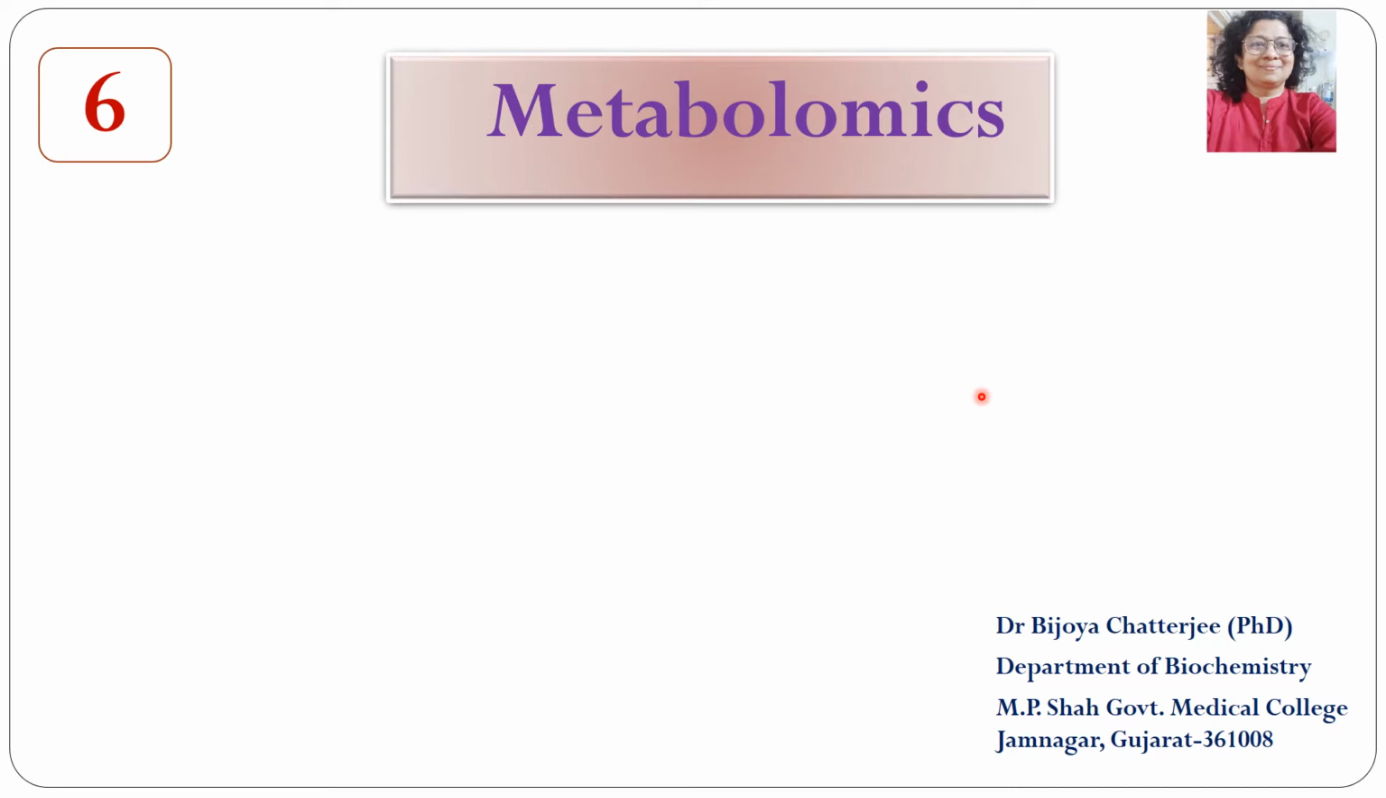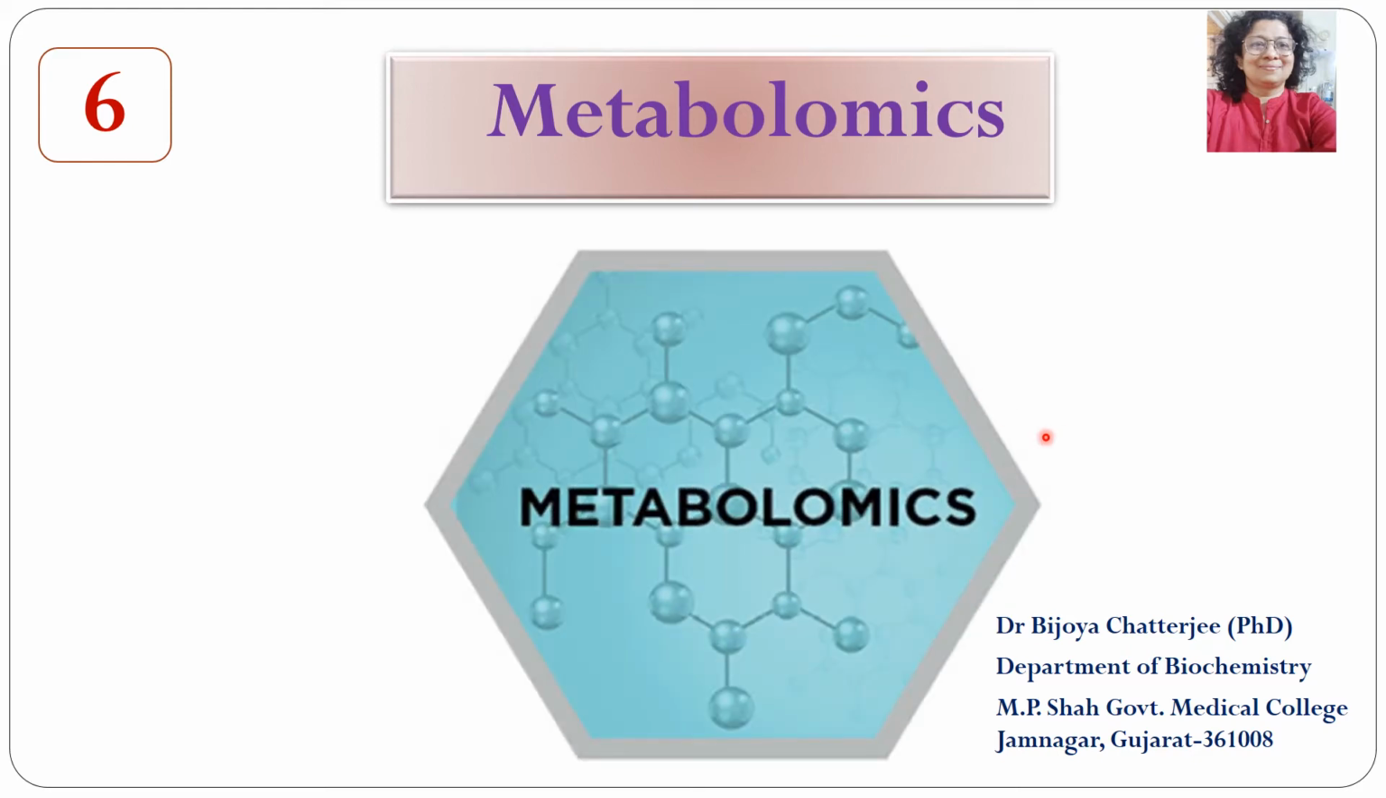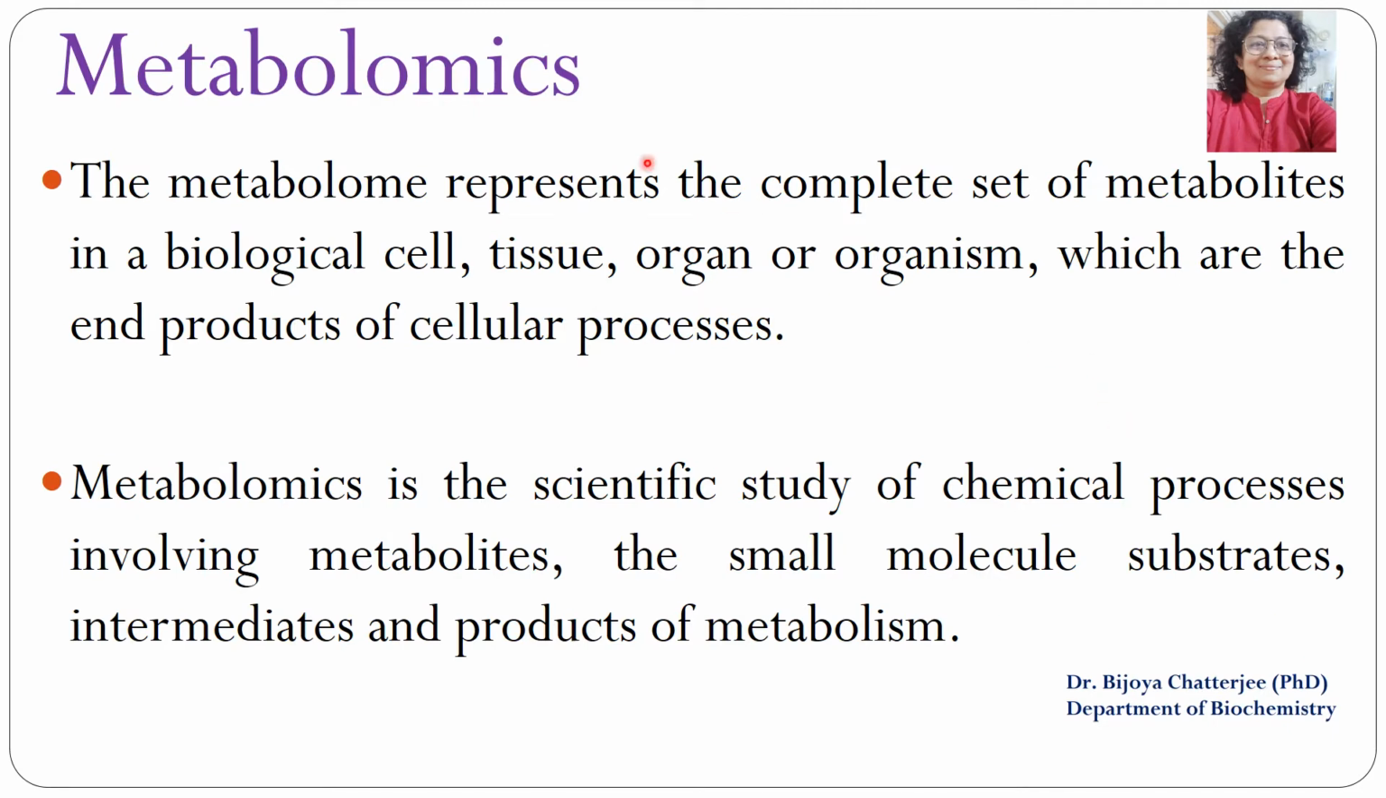Bijoya. In continuation with the omics sciences, today let us see what is metabolomics. So let's start. Now, in order to know metabolomics, first we need to know what is metabolome. So the metabolome represents the complete set of metabolites in a biological cell, tissue, organ, or organism, which are the end products of cellular processes.